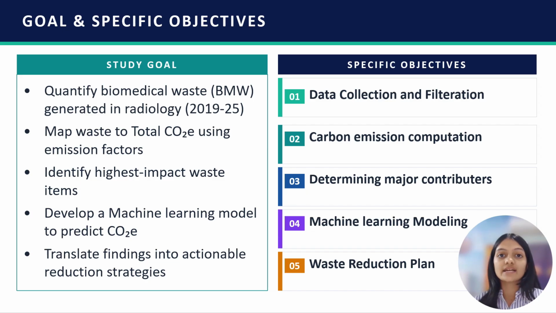The data was collected from a hospital in Anand, Gujarat, after obtaining written permission strictly for research purposes. The study follows 5 key steps. First was data filtering and generation. Second was carbon emission computation. Third was Pareto analysis to identify the major contributors. Fourth was neural network modeling. And fifth was waste reduction planning.